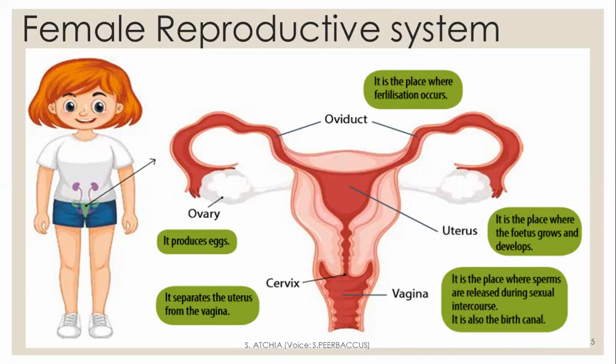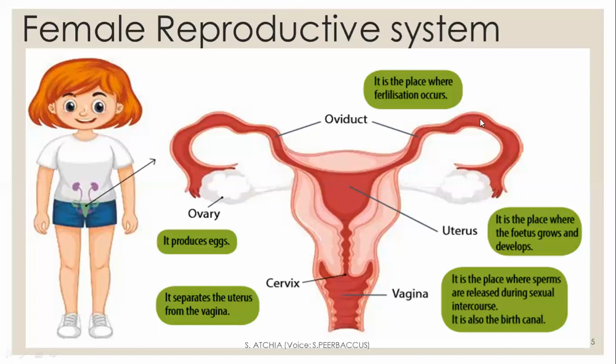At the age of puberty, each month, one ovary, whichever ovary, this one or this one, produces one egg. The egg is released into the oviduct. Fertilization will take place only if sperms are released inside the vagina during sexual intercourse. To be noted, fertilization takes place in the oviduct.